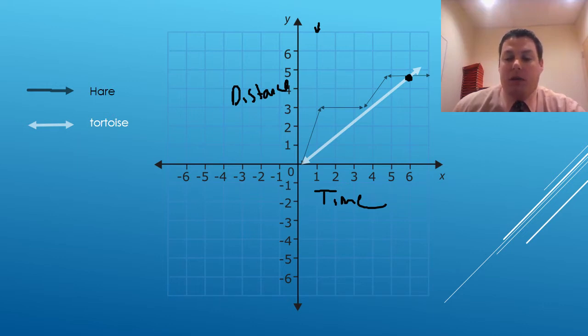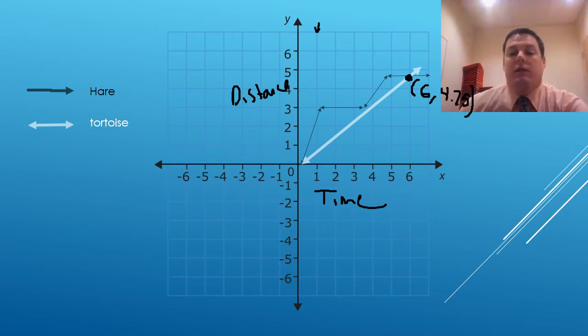So this point represents a value. Remember, if we go x, y, well, it's 6 over, and we'll call it 4.75 up. It's not quite 5, but it looks more than 4.5. So in this case, we're just going to estimate it at 4.75.